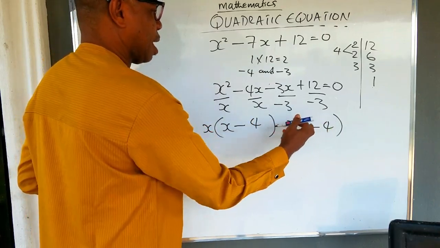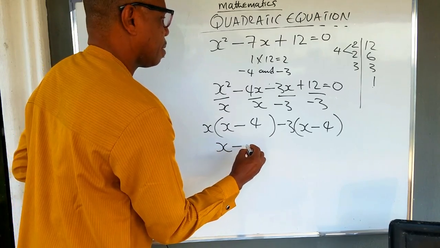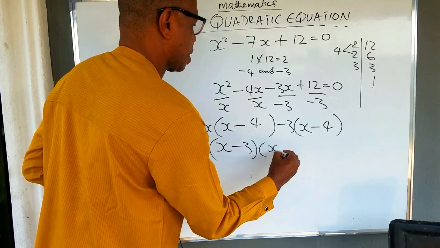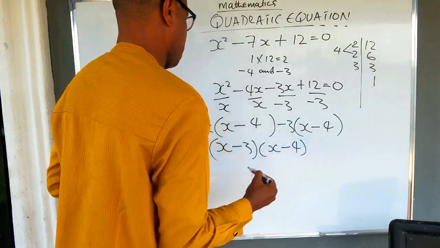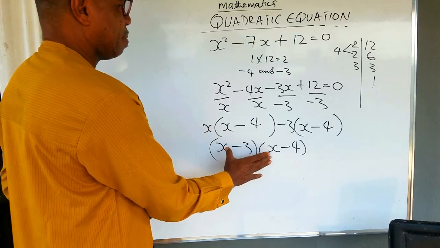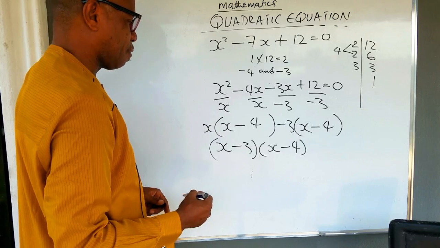x minus 4 appearing 2 times, so I'll take only 1. So I'll now have x minus 3 and x minus 4. Like I say, if it's a subjective question, the answer can be in this form. But in case we need to find the value of x, I can go further.